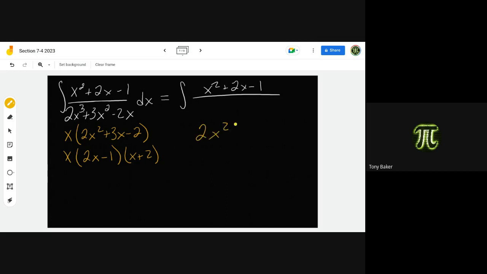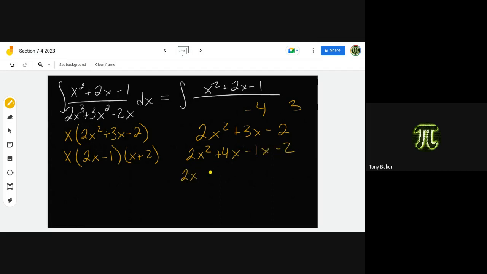If you'd like to remember how to do this, we're looking for two numbers that multiply to -4 and add to 3, which would be -4 and 1. So I have 2x squared plus 4x minus 1x minus 2.